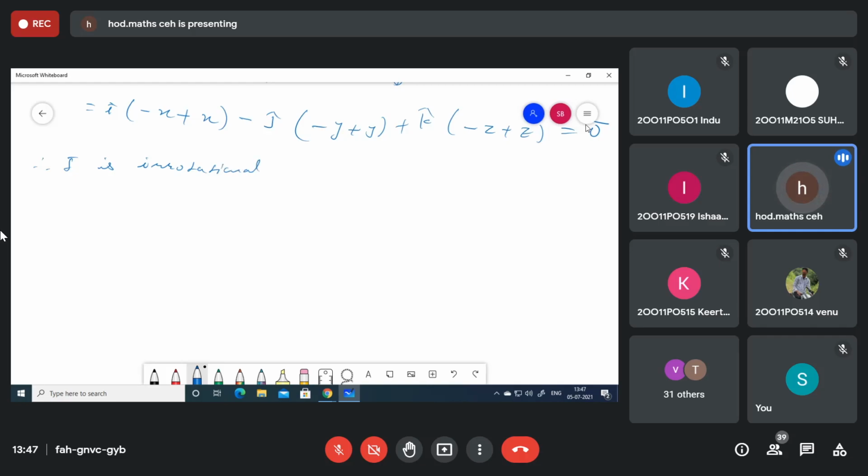Now since f bar is irrotational, therefore there exists phi such that f bar is defined as del phi, that is gradient of phi. Okay, so what is f bar? F bar is x square minus yz i plus y square minus zx j plus z square minus xy k. Now what is gradient of phi? Gradient of phi is i dou phi by dou x plus j dou phi by. We need to find this phi.